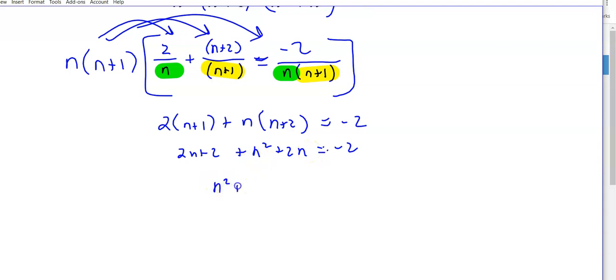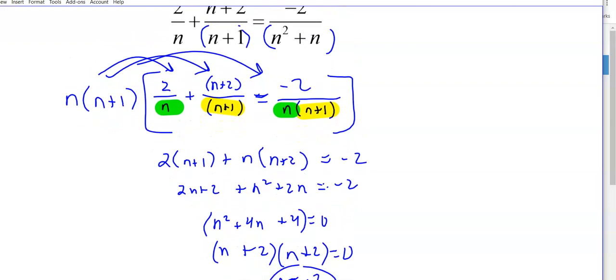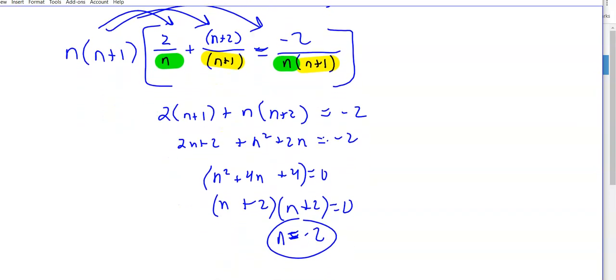You get n squared plus 4n, and I'm going to add 2 to both sides, plus 4 equals 0. So this actually factors to be (n plus 2) times (n plus 2). The 2 and 2 must be plus and plus. So n equals negative 2. So I think that's my answer, but let's just double check here by plugging it in. Yeah, n plus 2 works there. n plus 1 is negative 2 plus 1, that works. Negative 2 times negative 2 plus 1, that works. So we've got our solution.